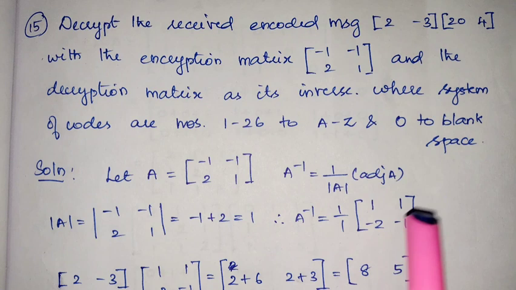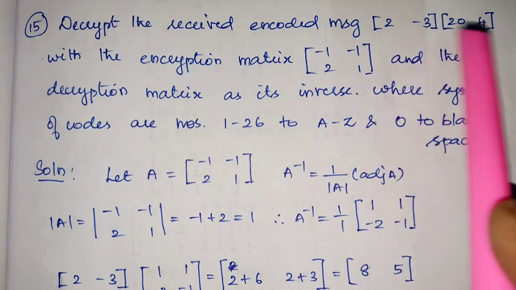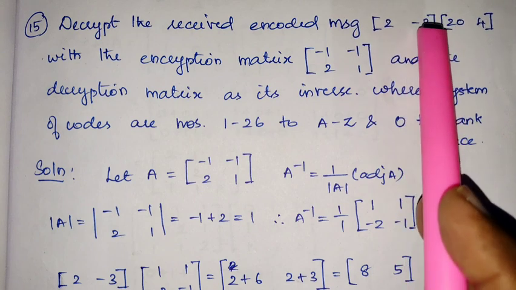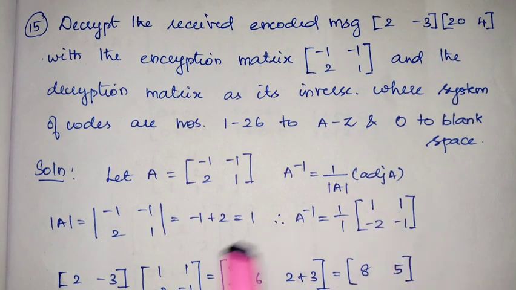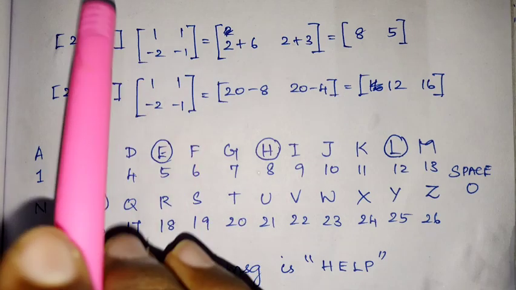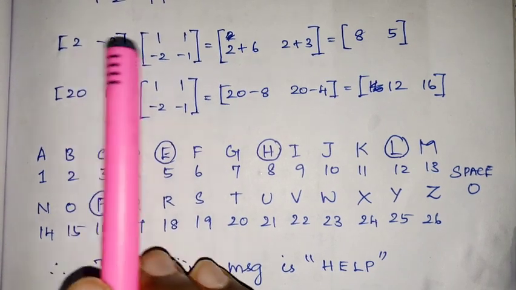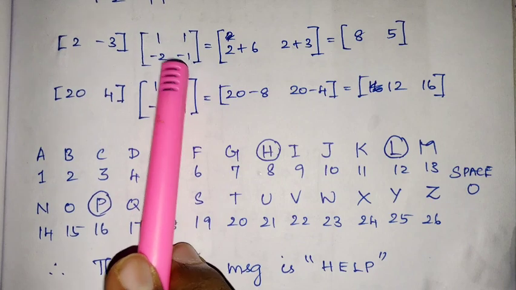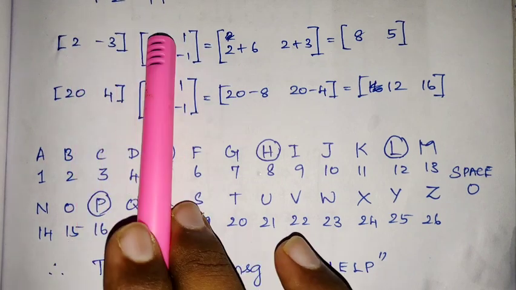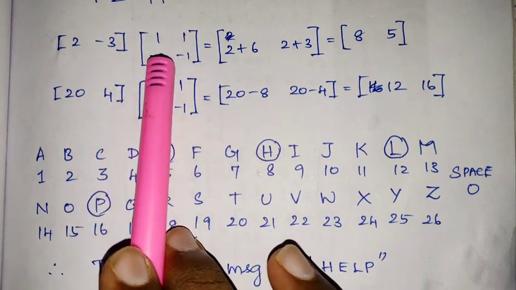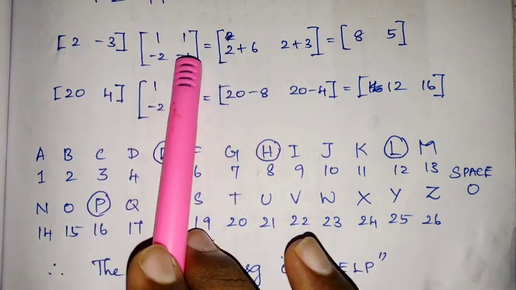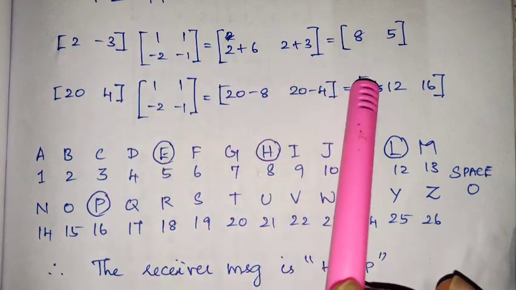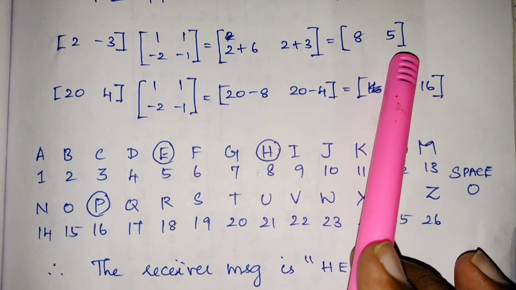This A inverse is the decryption matrix. This matrix must be multiplied with these two matrices. So first I have written this matrix here, and I am going to multiply it with this A inverse. Now this is the first matrix, and this is the A inverse decryption matrix. We are going to multiply. 2 into 1 is 2, minus 3 into minus 2 is plus 6. 2 into 1 is 2, minus 2 into minus 1 is plus 3. So we have got 8 and 5.